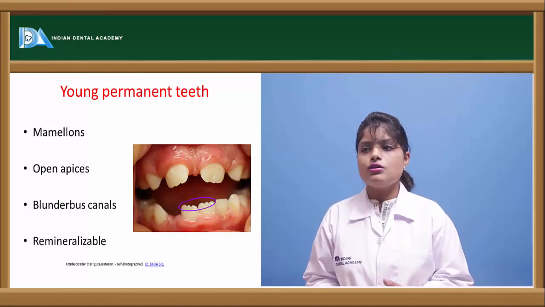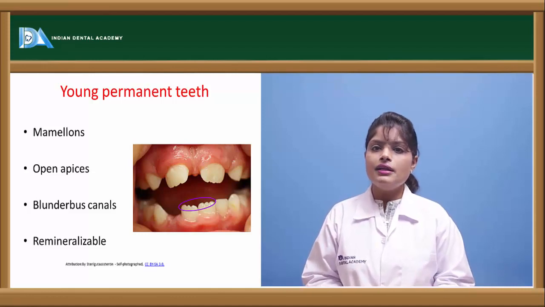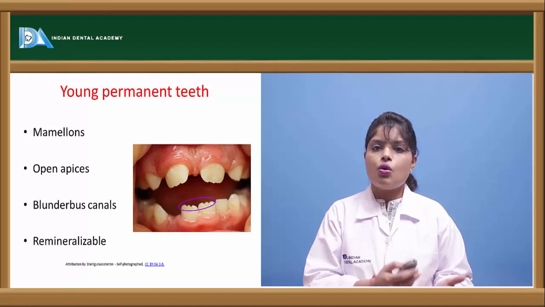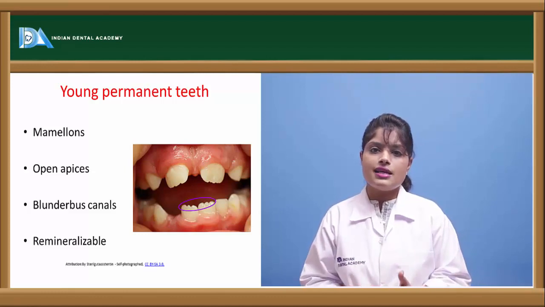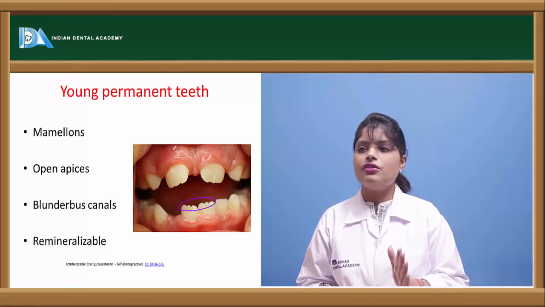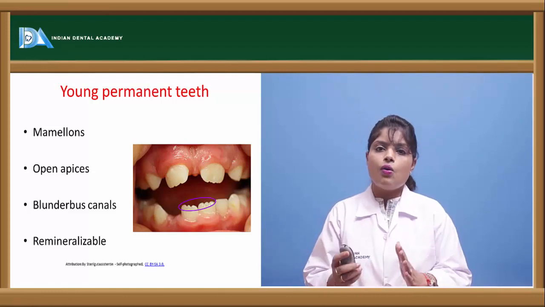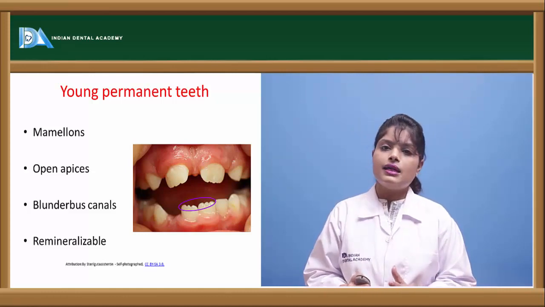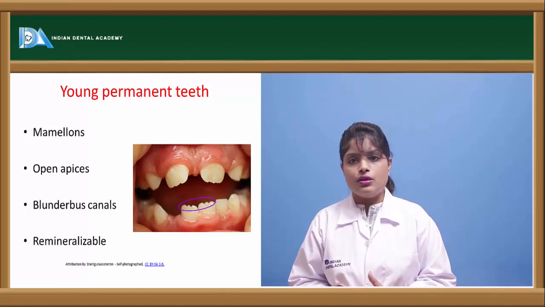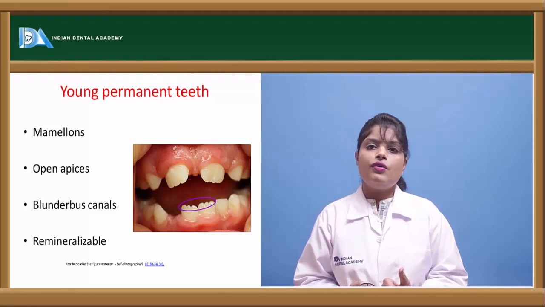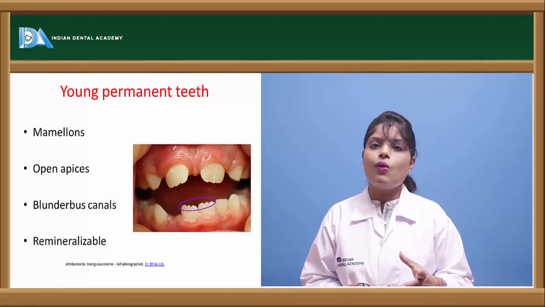So what is the importance of young permanent teeth? The young permanent teeth have mamelons, which develop from various lobes of the teeth. For example, central incisors have 3 lobes, so they will have 3 mamelons. Then come the open apices, or the blunderbuss canal, in the young permanent teeth. So the chances of infection in the young permanent teeth will be very high because of the wide open apex.